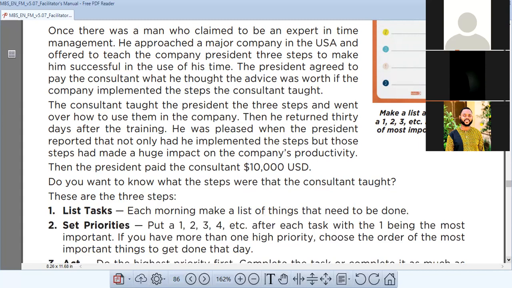Then he returned 30 days after the training. He was pleased when the president reported that not only had he implemented the steps, but those steps had made a huge impact on the company's productivity. Then the president paid the consultant $10,000.